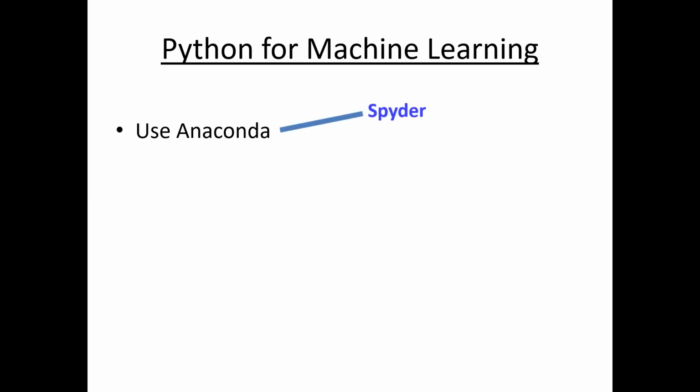If we want to use Anaconda, there are two options for machine learning coding. The first one is Spyder, or you can also use Jupyter Notebook. Both are the same. You can do your Python programming in Spyder or in Jupyter Notebook. Both are available in Anaconda.